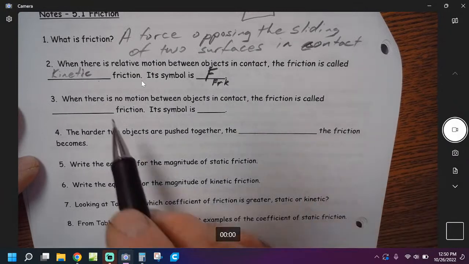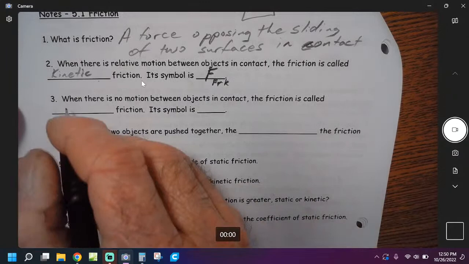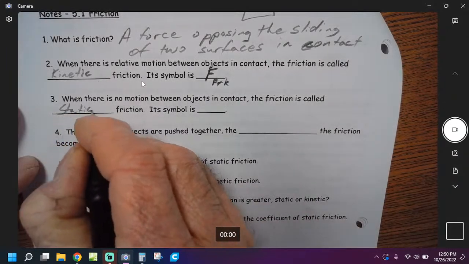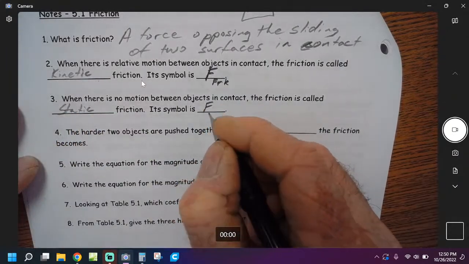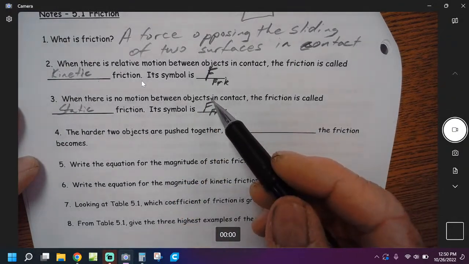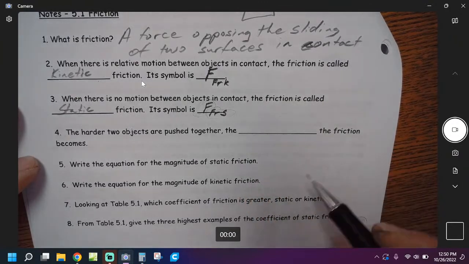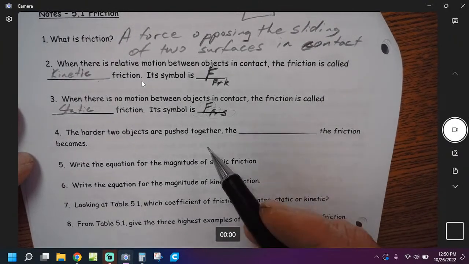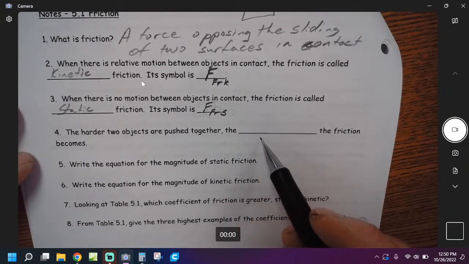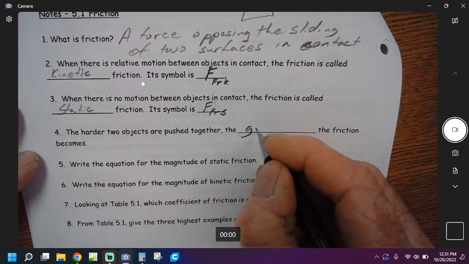You're going to see people write this out a bunch of different ways, but that's my notation. When there's no motion between the objects in contact, the friction's called, remember that? Static. Static friction, and that would be force of friction, static. Generally, forces are labeled with a capital F and then some subscript describing whatever it is. The harder two forces are pushed together, the blank the friction becomes. Yeah, greater, stronger, whatever you like. Greater.